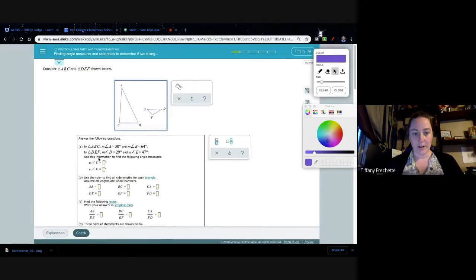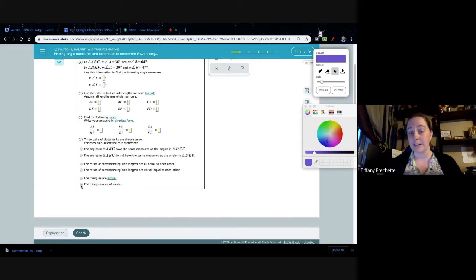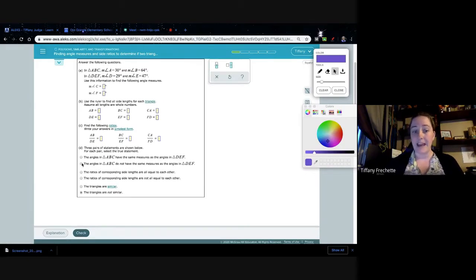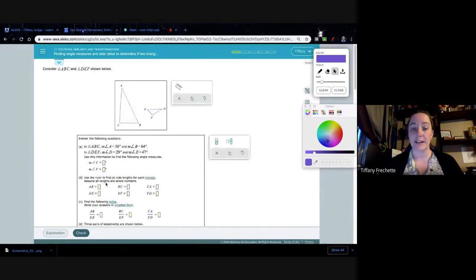In triangle ABC, we have angle A equals 30 degrees, and angle D equals 29 degrees. So those are different. That right away tells me I can go to the bottom here and already click they're not going to be similar because the angles don't match. I'm going to need to see if the ratios are similar. I'll be surprised if they are, but we still have to check it because we have to fill all this information in.